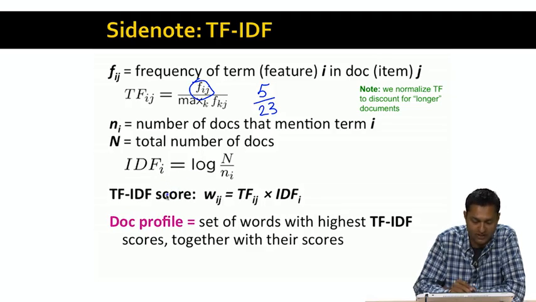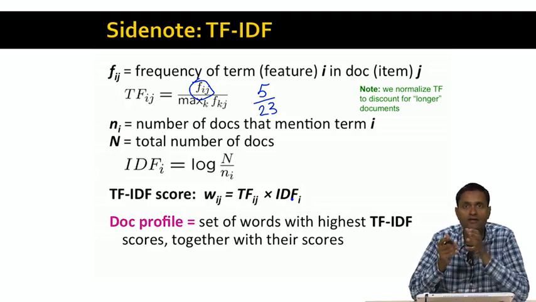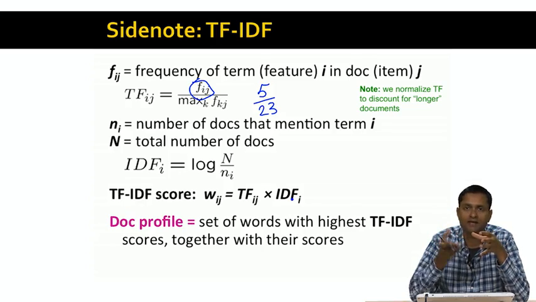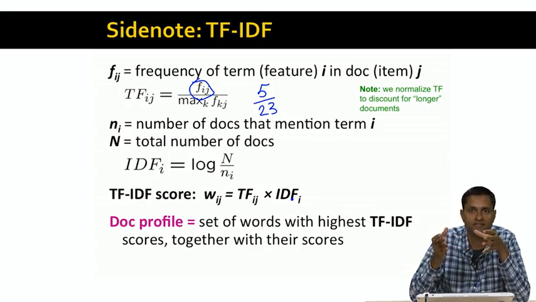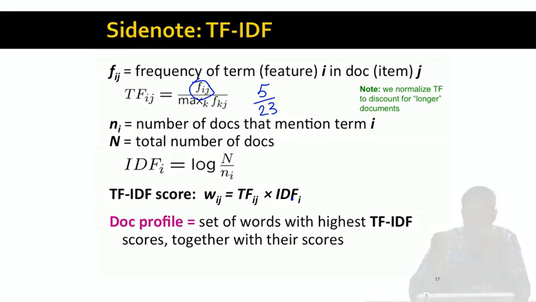So if you put these two pieces together, the TF-IDF score of feature i for document j is obtained by multiplying the term frequency and the IDF. So given a document, you compute the TF-IDF scores for every term in the document. And then you sort all the terms in the document by their TF-IDF scores. And then you have some kind of threshold, or you might pick the set of words with the highest TF-IDF scores in the document together with their scores, and that would be the doc profile. So in this case, the doc profile is a real valued vector as opposed to a Boolean vector.